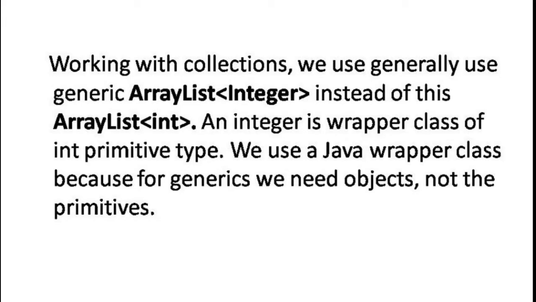Now, for example, when we work in generics, we generally use a generic ArrayList<Integer> instead of ArrayList<int>. Now, the difference between ArrayList with capital Integer and ArrayList with small int is that, first of all, ArrayList taking a capital Integer as a data type is taking the wrapper class or a reference data type as an argument. So we are going to supply that, and then the ArrayList taking simple int is not so useful in case of generics. Integer is the wrapper class of the int primitive type. We use the Java wrapper class because for generics we need objects and not the primitives.